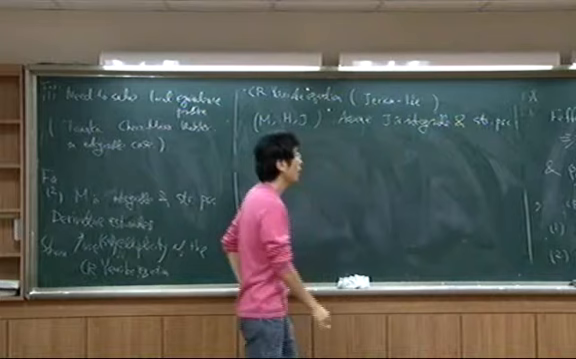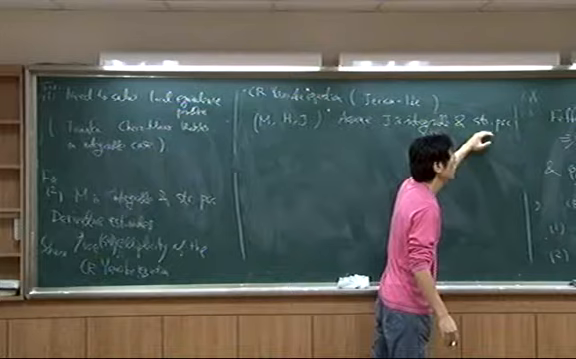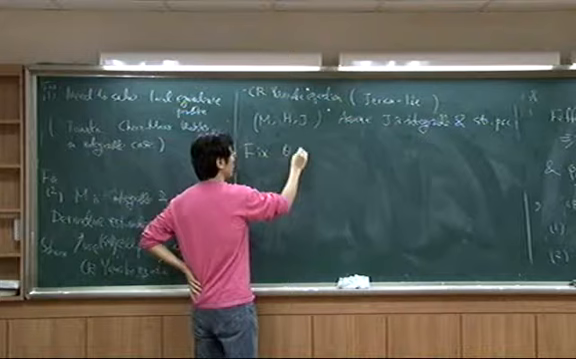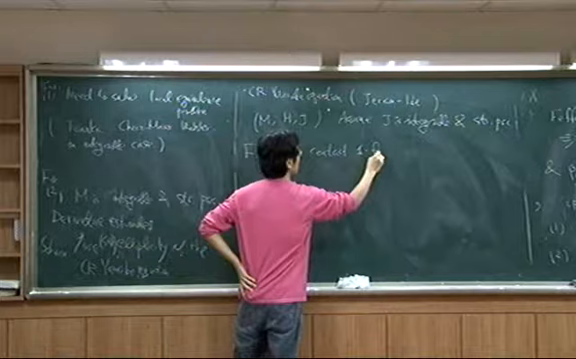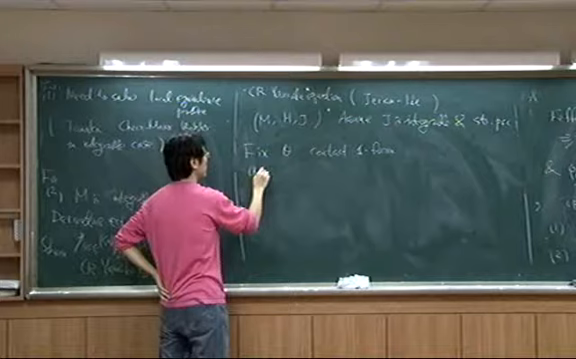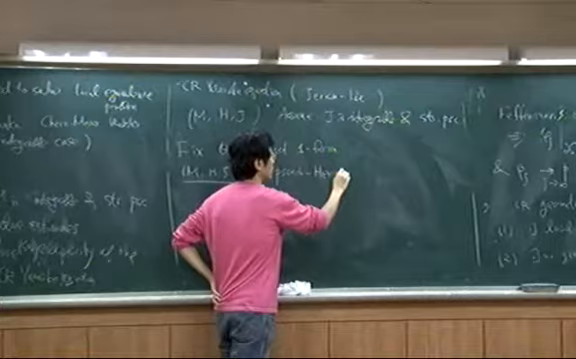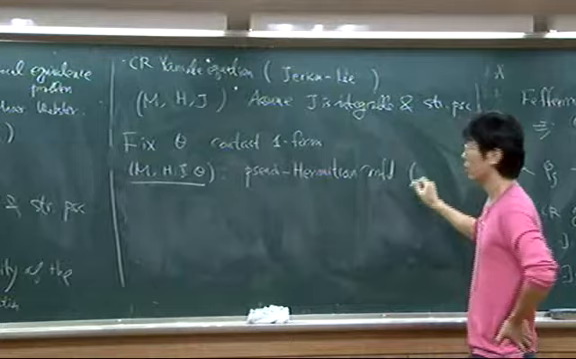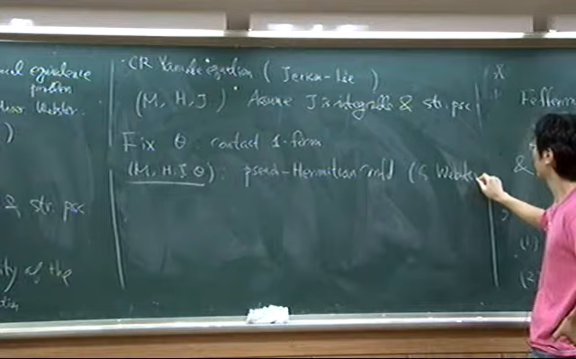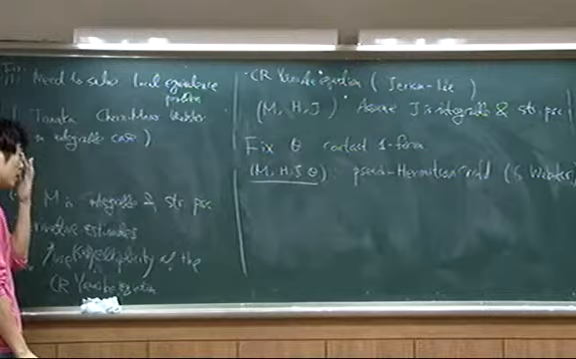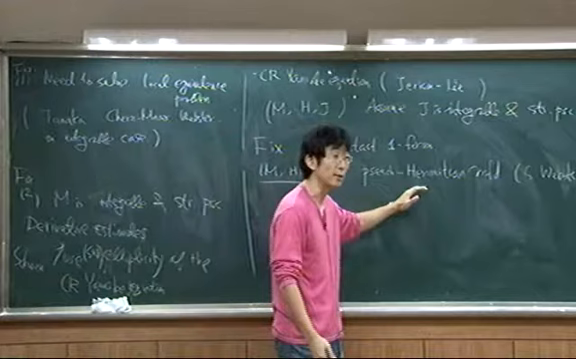As I said before, strong pseudo-convexity gives the contact structure of the distribution. So let's consider a fixed contact one-form. When we consider the quadruple M, H, J, and theta, this quadruple is called a pseudo-Hermitian manifold. This was defined by Sidney Webster. A pseudo-Hermitian structure is really similar to the Hermitian structure, in a sense.